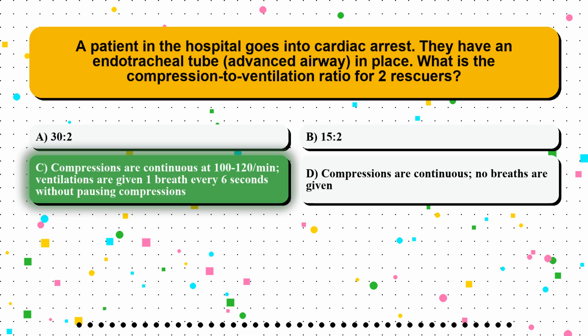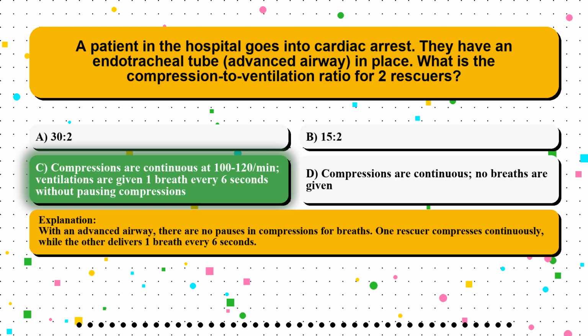The correct answer is option C. Compressions are continuous at 100-120/min. Ventilations are given one breath every 6 seconds without pausing compressions. With an advanced airway, there are no pauses in compressions for breaths. One rescuer compresses continuously, while the other delivers one breath every 6 seconds.